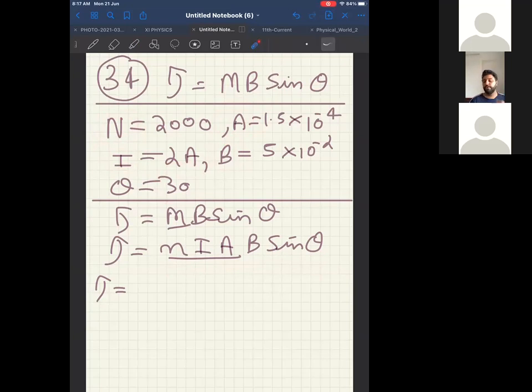The only thing you should know is, first, the formula for torque, that is mB sine theta. Secondly, you should know what m is. m is equal to NIA. Therefore, start.